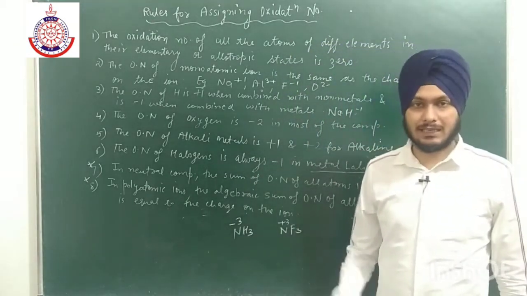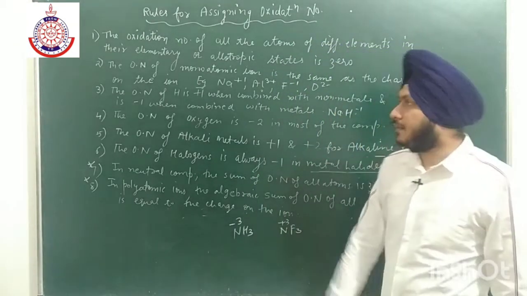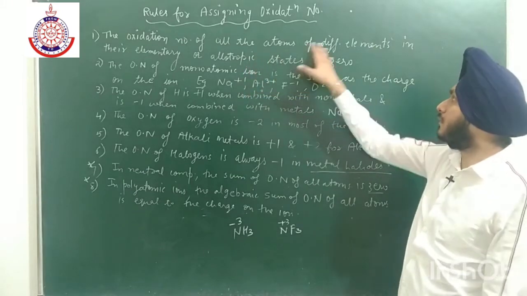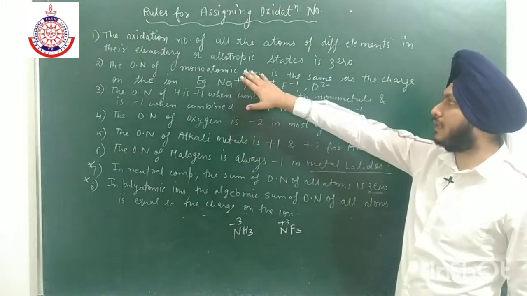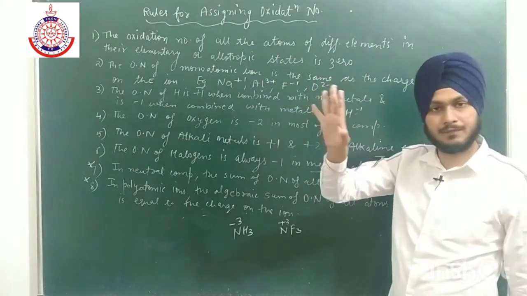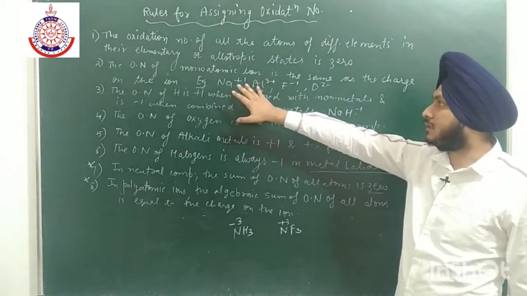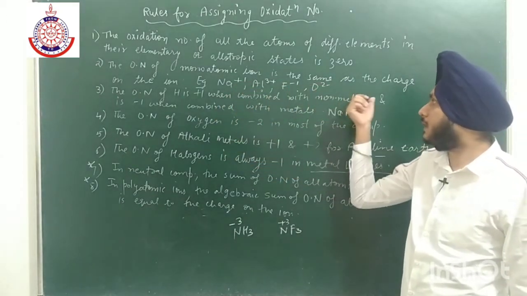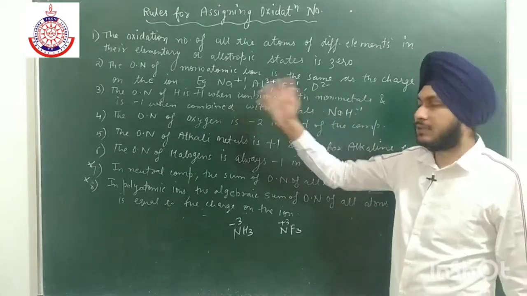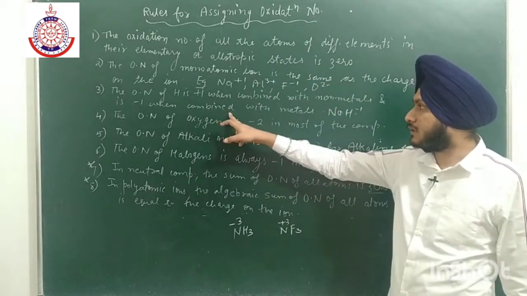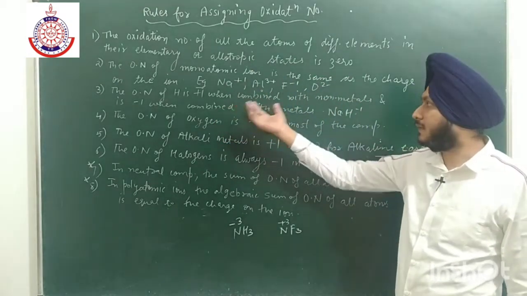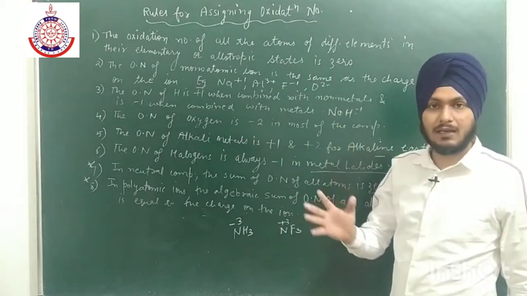So let us sum up all the rules. The first rule is that the oxidation number of all the atoms of different elements in their elementary or allotropic state is 0. The second rule is that the oxidation number of a monatomic ion is the same as the charge on the ion. The third rule is that the oxidation number of hydrogen is taken to be +1 when it is combined with a non-metal.